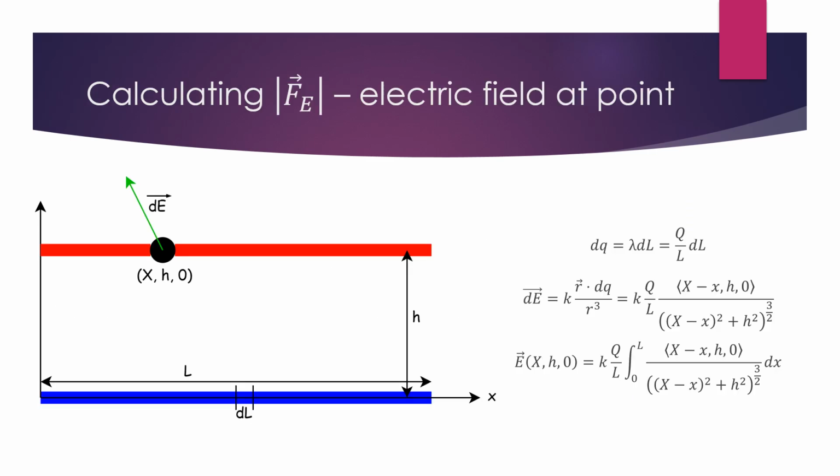For the first part, where we calculate Fe, we calculate the electric field at a point in the top tape. First, we study the equation for dq, which is the density times dl, which is equal to Q over L times dl. Then the differential of the electric field is k times the vector times dq over r cubed, and the vector is (X minus x, h, 0). And then finally, the electric field at the specific point is simply the integral of dE from 0 to L with respect to x.